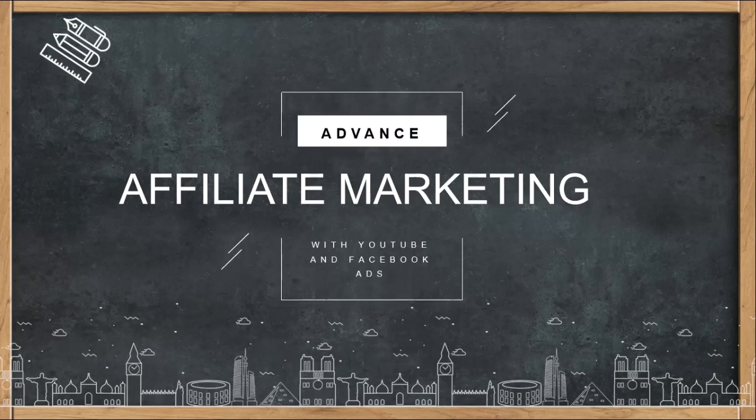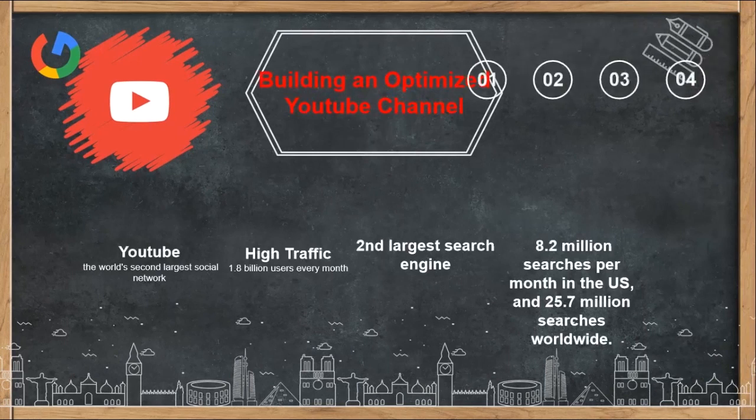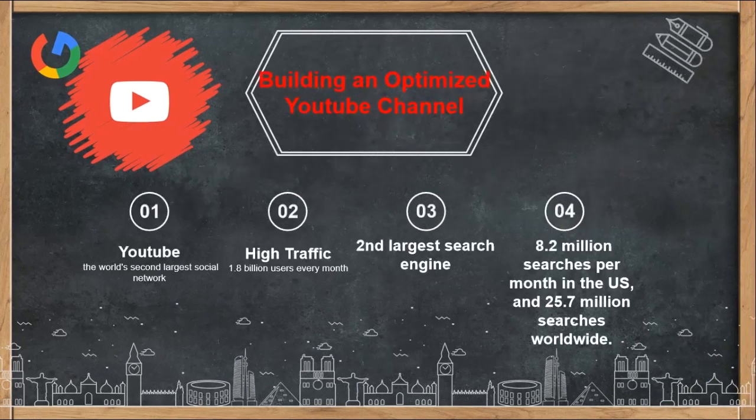YouTube is the world's second largest social network. YouTube is now pulling in over 1.8 billion users every single month, and this is just behind Facebook. YouTube also is the second largest search engine on the web, just behind Google search. There are 8.2 million searches per month in the United States and 25.7 million searches worldwide.